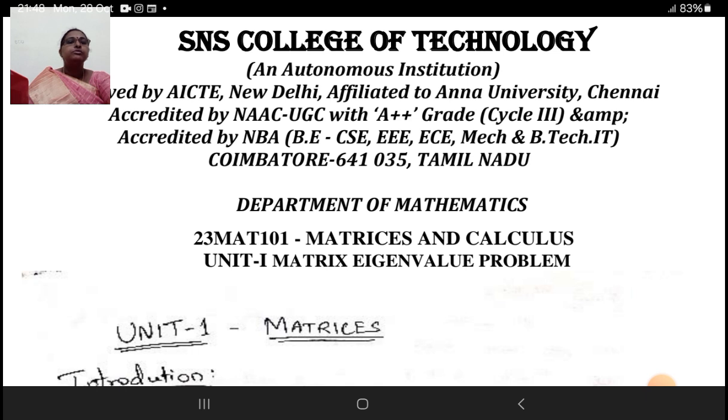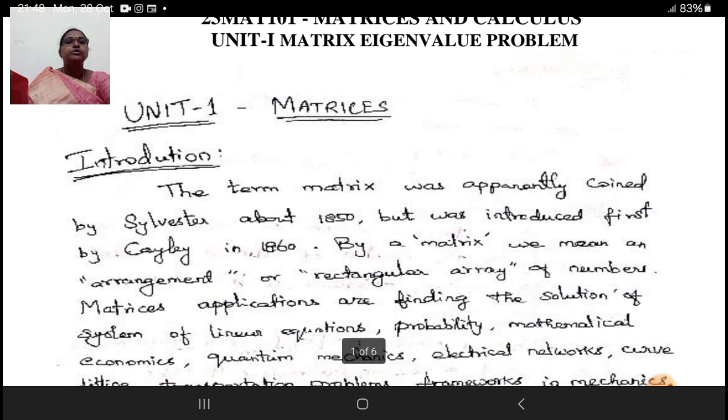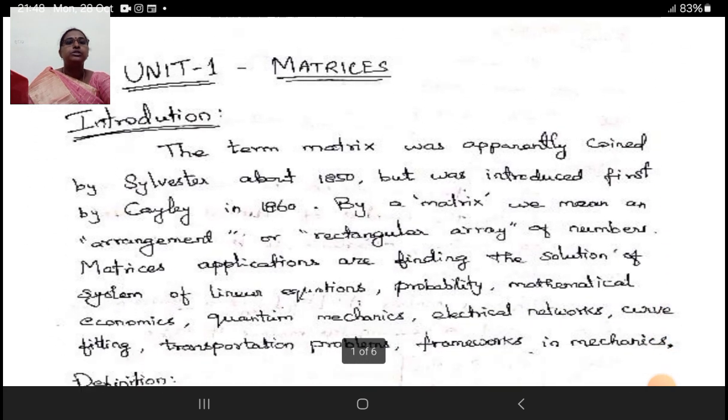Today we are going to discuss matrices in calculus. Under this, Unit 1 is matrix eigenvalue problems. Before going to that, we are going to check the introduction to matrices.